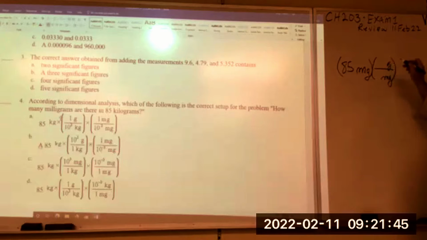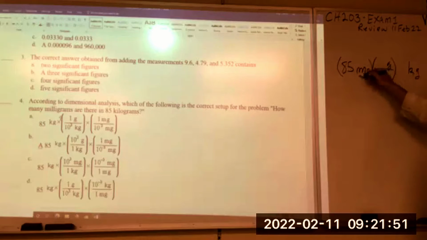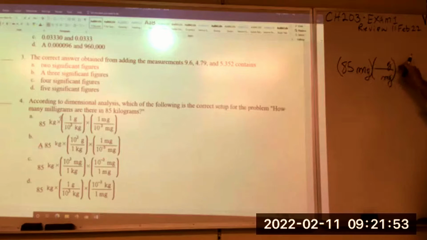Milligrams on the bottom, grams on the top. Why? Because this is in the numerator and that's in the denominator, and they have to cancel and leave us with the target. So the ratio here is 1,000 milligrams per gram, or 10 to the minus 3 grams per milligram.